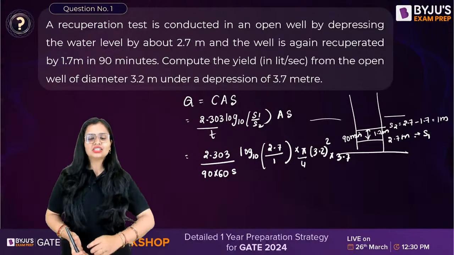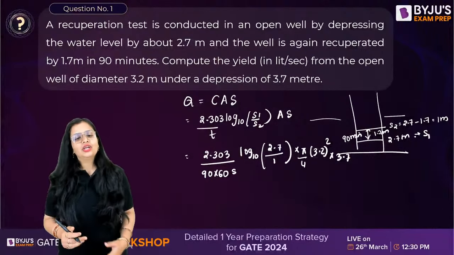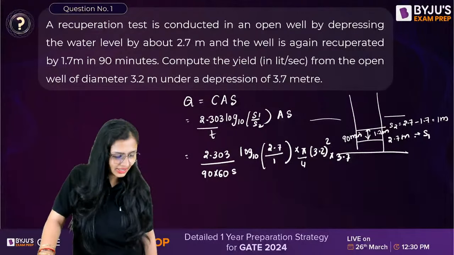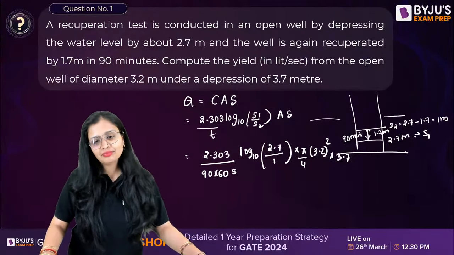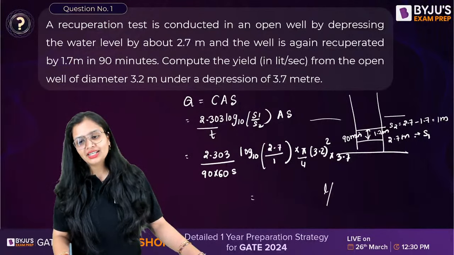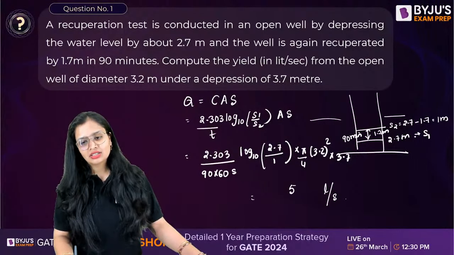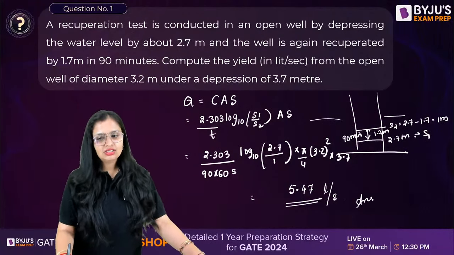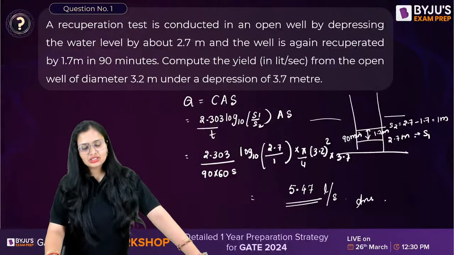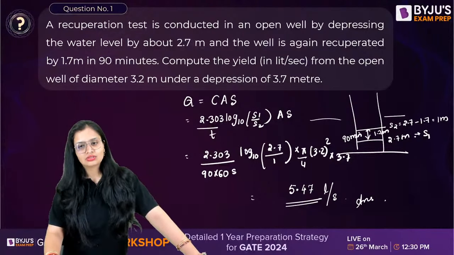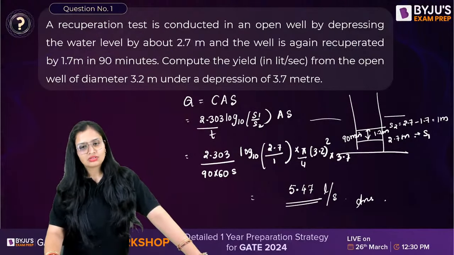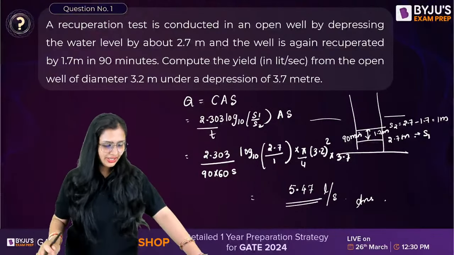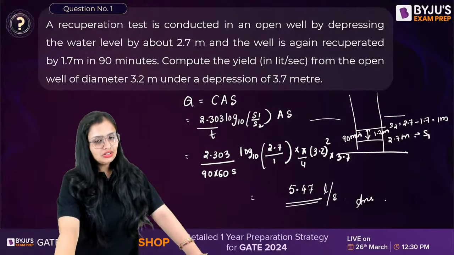You will get the answer in meter cube per second. You know 1 meter cube is equal to 1000 liters. Multiply by 1000, you will get the answer in liters per second. How much are you getting in liters per second? Just check whether it is 5.47. Just do the calculation. Is it coming 5.47? Correct. Okay. So this was the first question.